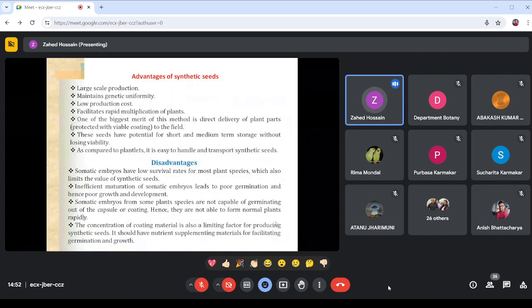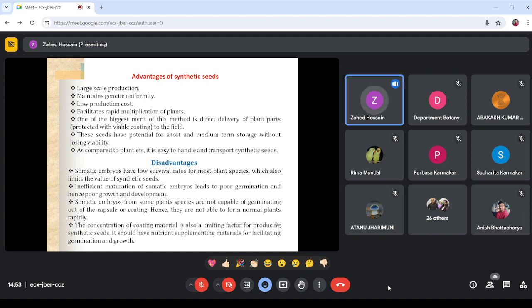So one advantage is large scale production. You can produce a large number of synthetic seeds using either somatic embryos or these shoot buds, because once you induce the shoot buds, you will get a large number of shoot buds. Similarly, you will get a large number of somatic embryos. So a large number of synthetic seeds can be produced within a very short time.